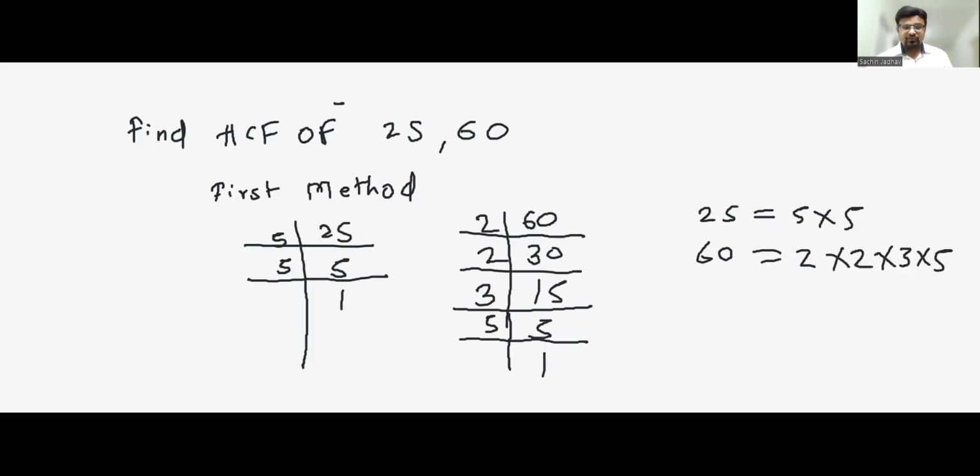Now here, which is common between these two? What is the common? Here, the common factor is 5. So that is the HCF. HCF is what? 5. If there are two common factors, we will multiply them and that will be your HCF. Okay, got it? In the same way, you can find LCM. There is another method to find the LCM. What is that method? I am going to explain on the next page.